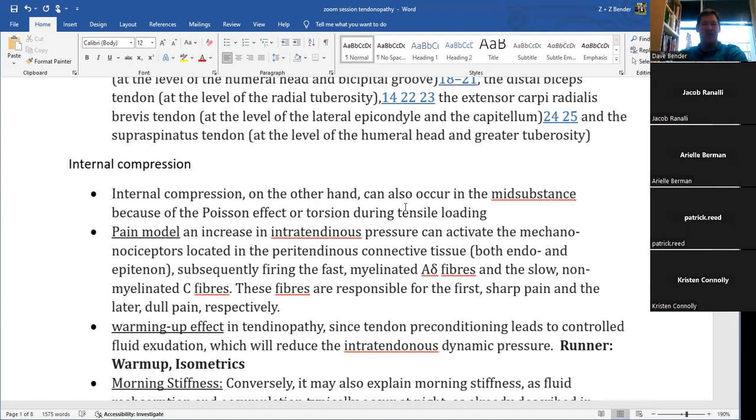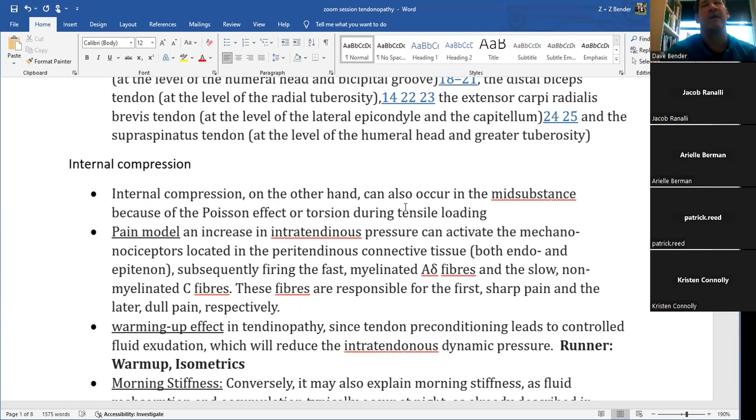Okay, Patrick. Were you familiar with the concept of internal compression in a tendon? I can't say that I am. It's kind of interesting because you don't see it much, but it's a more recent model, maybe 8 years old. Internal compression occurs in the mid substance of a tendon. The idea is that we have increased intertendinous pressure, which activates the mechanoreceptors located in the peritendon and connective tissue. Before, we were thinking about compression like a bone from the outside; here we have compression from within the tendon. And that can be from fluid swelling within the tendon.